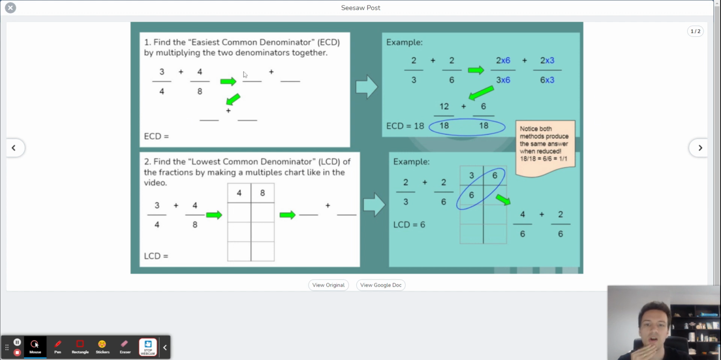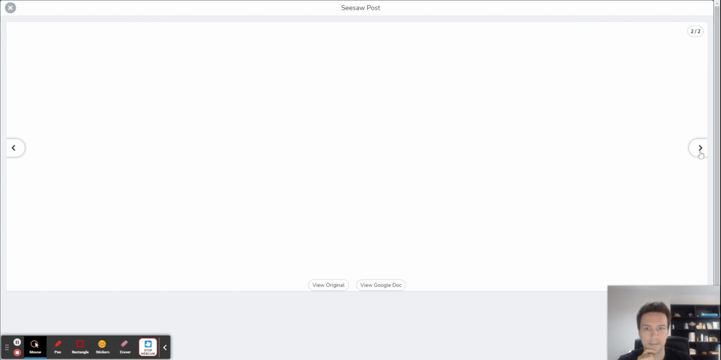So for your task here, you just need to solve both of these questions, 1 and 2. It's the same problem, but on number 1, you're going to find the easiest common denominator, like this example, and number 2, you're going to find the lowest common denominator, like this example. Show me you can do it.